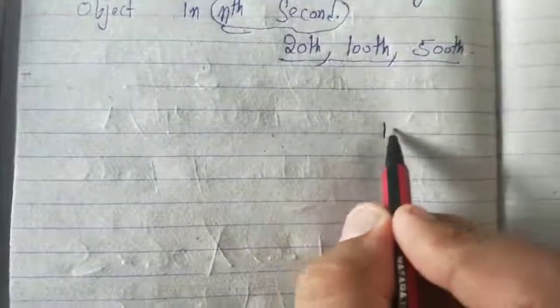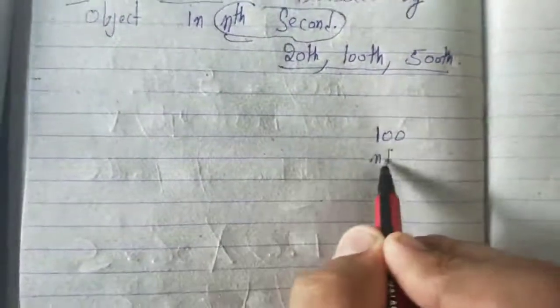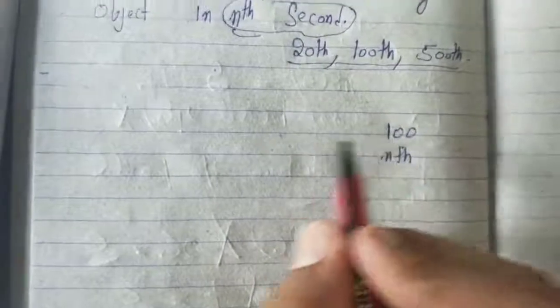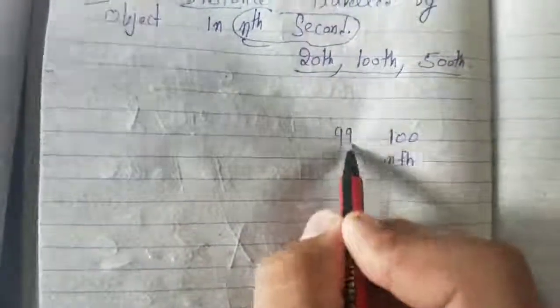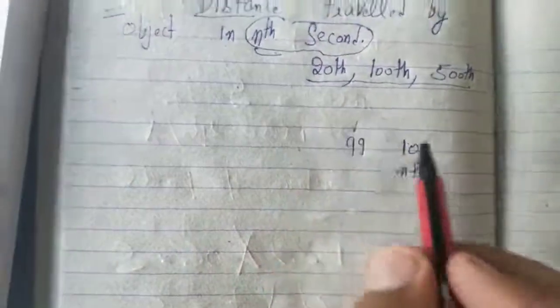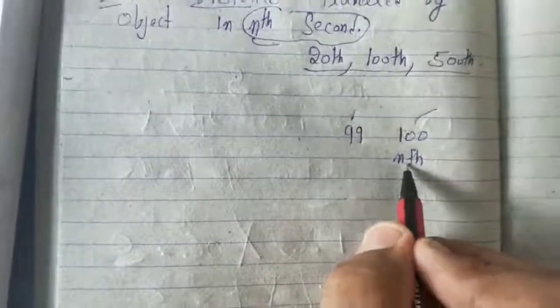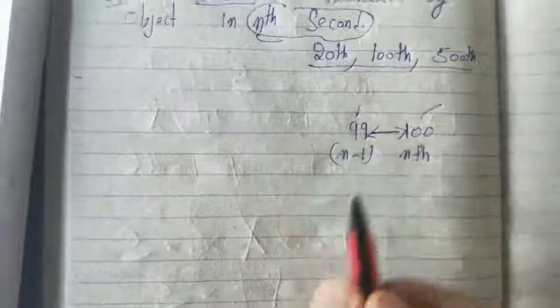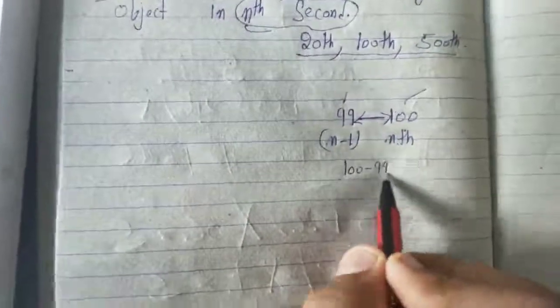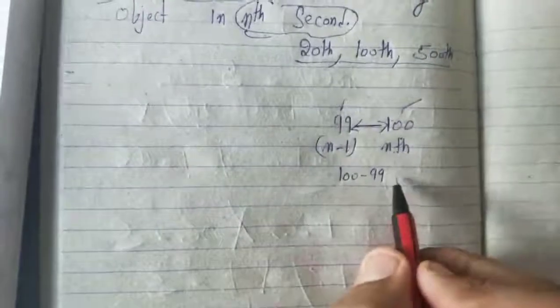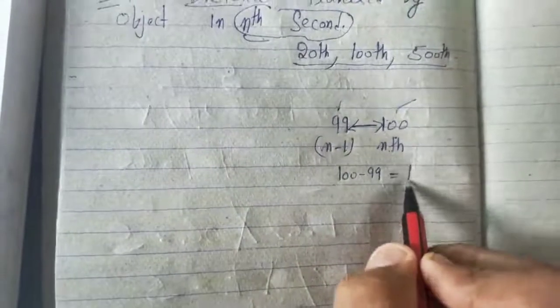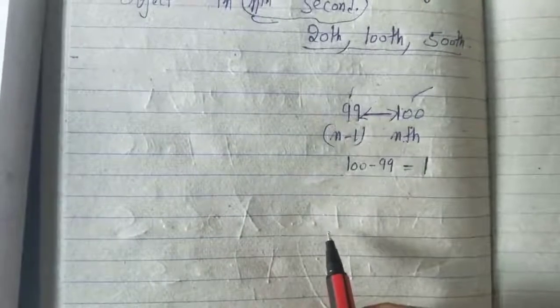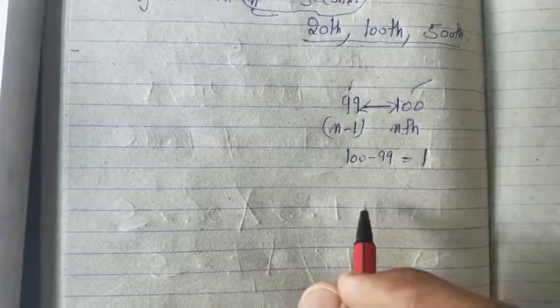Okay, suppose I'm calculating at the 100th second. This is the nth second, suppose. And what is less than 100th? That is 99th. First the 99th second will come, then the 100th second will come. So if it is n, it is n minus 1. So what is this? 100 minus 99. This is 1 second. Okay.